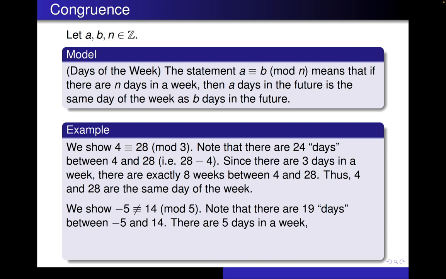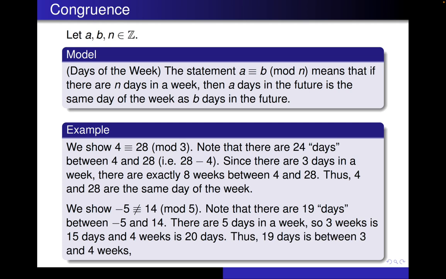The mod 5 says that there are 5 days in a week. So let's look at how many weeks there are between negative 5 and 14. 3 weeks is 15 days, which is not enough, right? There are 19 days in between them. But if we go one more week to 4 weeks, that gives us 20 days, which is too much. So 3 weeks is too few, 4 weeks is too many. That means 19 days is strictly between 3 and 4 weeks, which means that negative 5 and 14 are on different days of the week, and that tells us that negative 5 is not congruent to 14 mod 5.